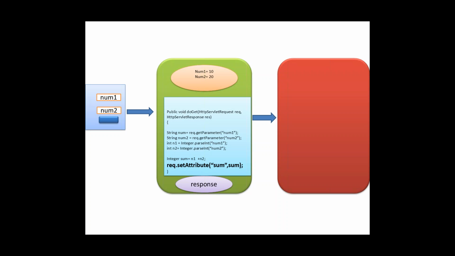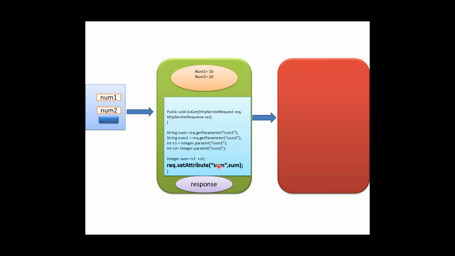Now next, after you have retrieved them, you are calculating n1 plus n2. So that is 10 plus 20, which is 30. Yes, this is the value sum. So actually what we want to do is store the value of sum in the request scope, in the request object. When you have to store the value of sum in the request scope, you have got the setAttribute method that will help you store the value from your servlets into the request scope. So in order to perform this operation, we are calling the setAttribute method on the request object.